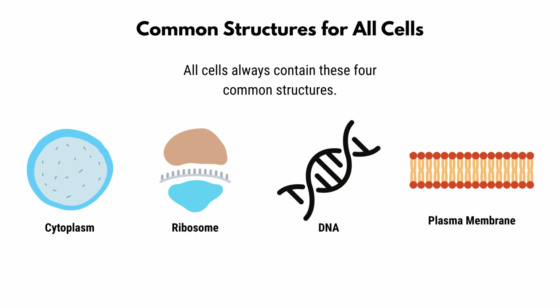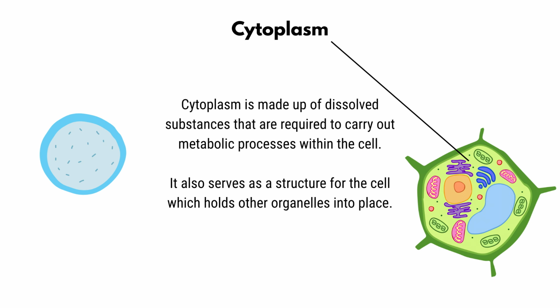And when it comes to cells, there are 4 common structures that are always within a cell, which is the cytoplasm, the ribosome, DNA, and plasma membrane. Let's cover the cytoplasm first. You might already know what the cytoplasm is in your general biology class or any other class you might have heard this from, but cytoplasm is made up of dissolved substances, and it kind of serves as a structure for the cell almost, which holds every organelle into place, and it's more of a place where metabolic processes can be occurring within the cell.